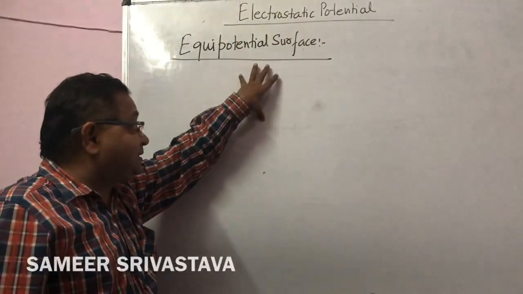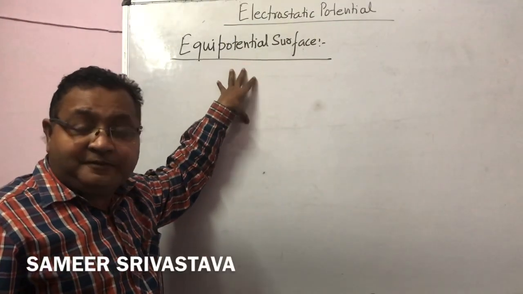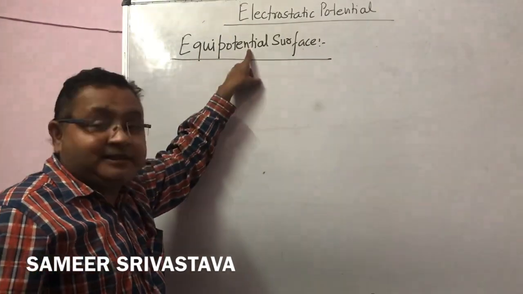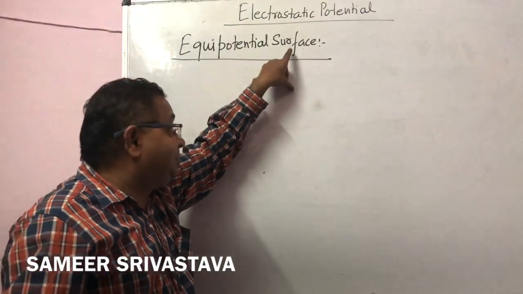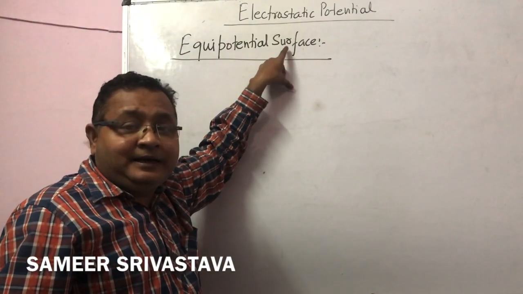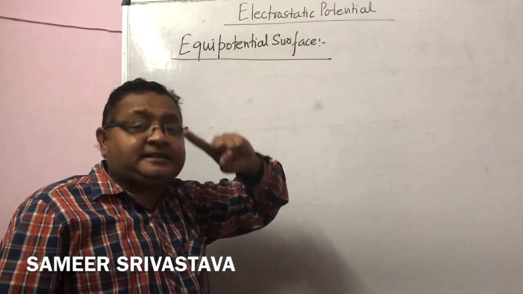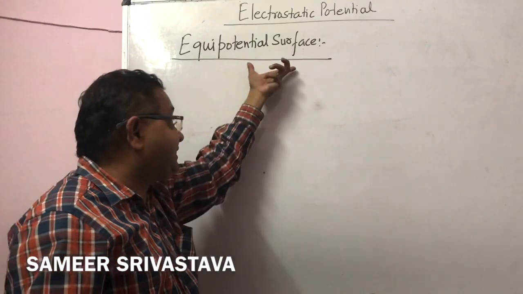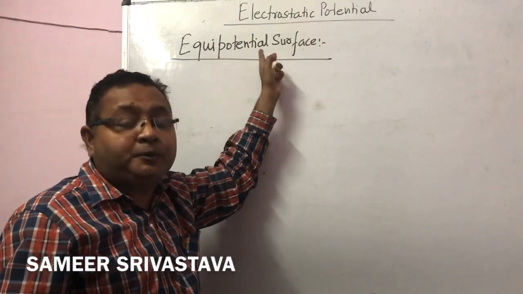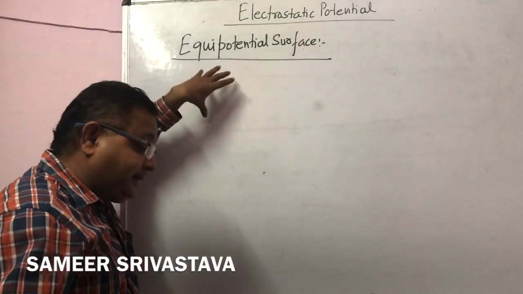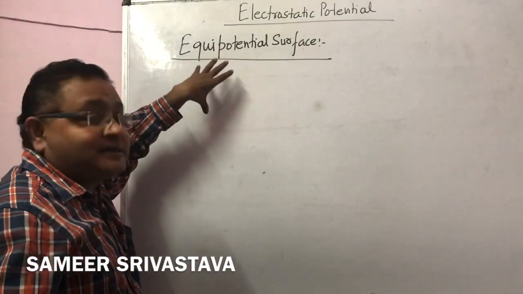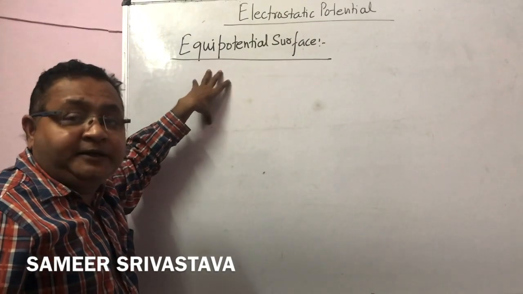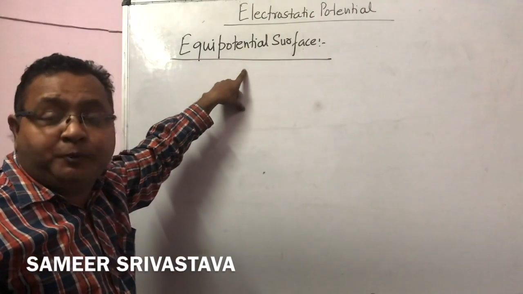Okay. Now the next topic is equipotential surface. As the name suggests, equi means same, potential. It means any surface at which the potential is the same at every point on that surface is called an equipotential surface. Any surface that has the same potential at every point on it is called an equipotential surface.